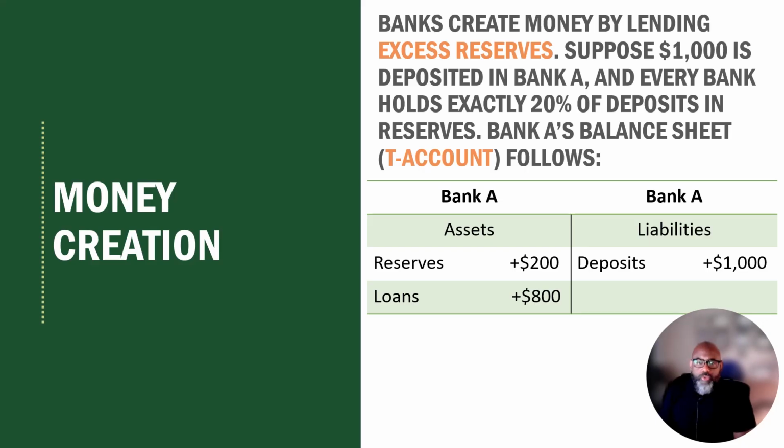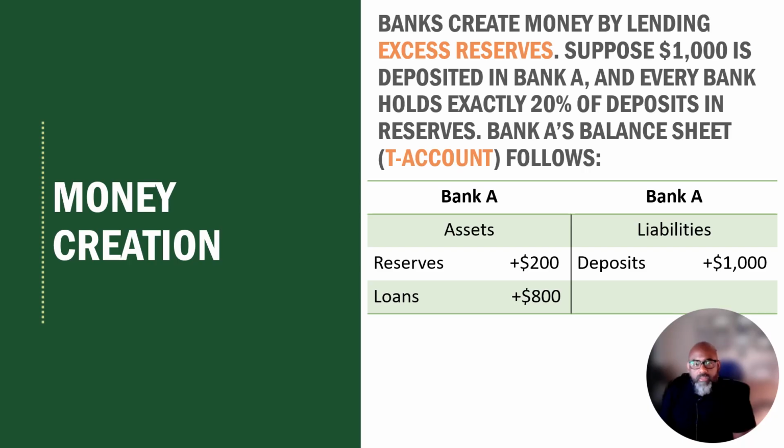In addition to our $1,000 deposit, the bank will also have a reserve requirement. Let's put this, in this case, to be 20%. The bank will then set aside $200 and loan out the remaining $800.